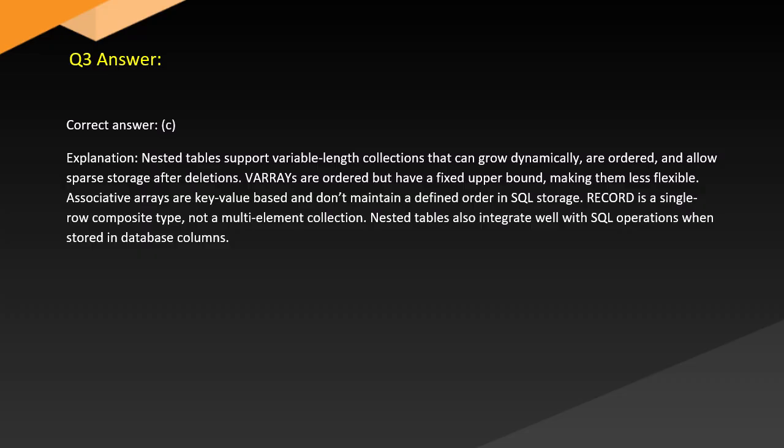Associative arrays are key-value based and don't maintain defined order in SQL storage. A record is a single-row composite type, not a multi-element collection. Nested tables also integrate well with SQL operations when stored in database columns.